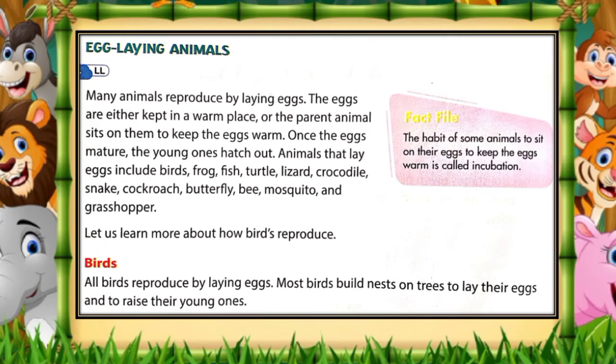Now let's understand about birds. All birds reproduce by laying eggs. Most birds build nests on trees to lay their eggs and to raise their young ones. The main characteristic of a bird is feather. No other animal has feather. Other important features for birds are wings and hollow bones.